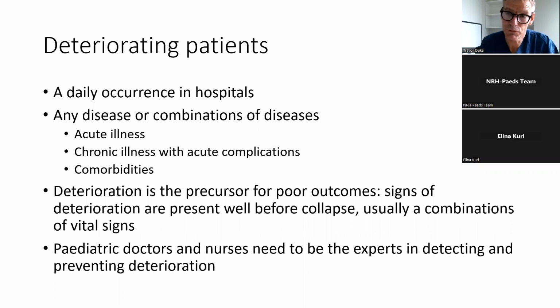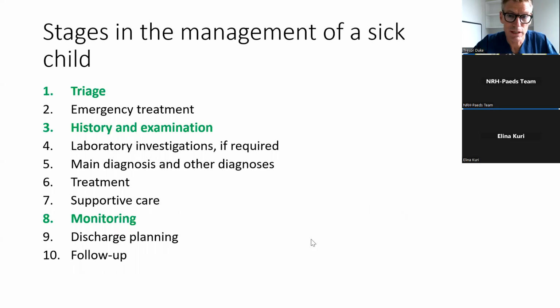Now, as I said, deterioration is often a precursor for poor outcomes. What that means is deterioration precedes poor outcomes, and usually the signs of that deterioration present well before the collapse. Before the child collapses, before the arrest, usually there is a combination of vital signs, maybe just one vital sign going bad, but usually a combination. And we as paediatric doctors and nurses need to be experts in detecting the deteriorating patient and preventing that deterioration. There are systems you can put in place and skills you can learn to detect deterioration. So that's what we aim to learn today.